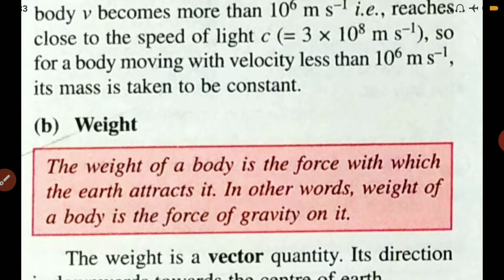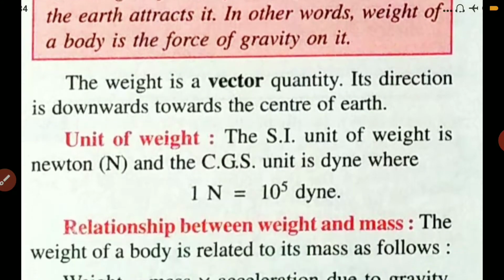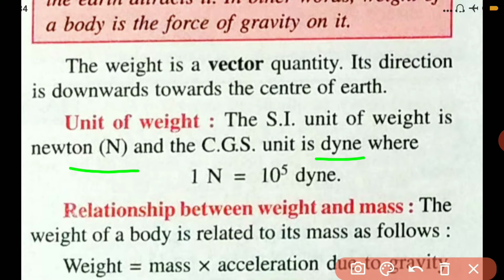The next thing is weight. The weight of a body is the force with which the earth attracts it. In other words, weight of the body is the force of gravity on it. So these two definitions of mass and weight suggest that they are two different things. The weight is a vector quantity, its direction is downwards towards the center of the earth. Unit of weight. Since it is force, so weight is measured with the unit of force, which is Newton. And the CGS unit is dyne. As you all know, 1 Newton is 10 to the power 5 dyne.